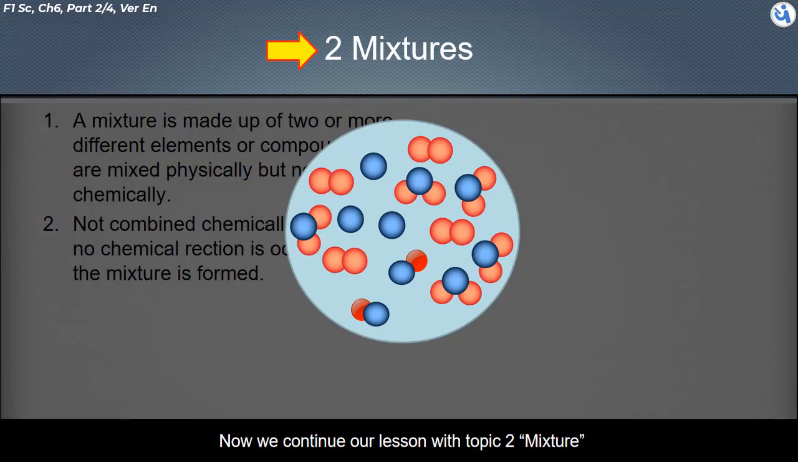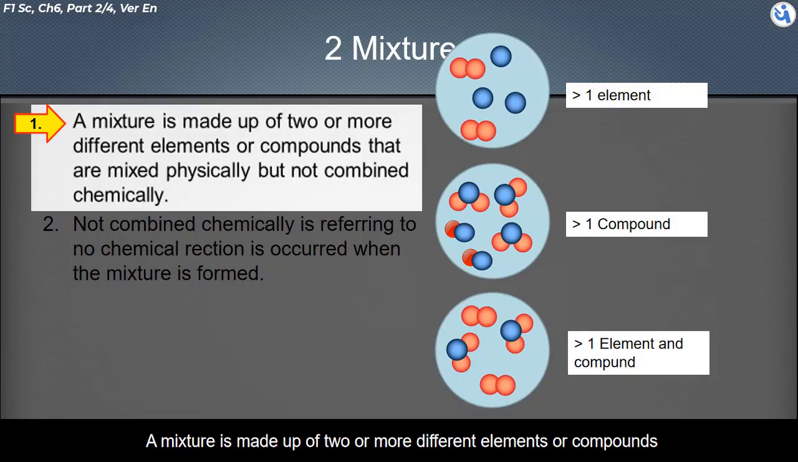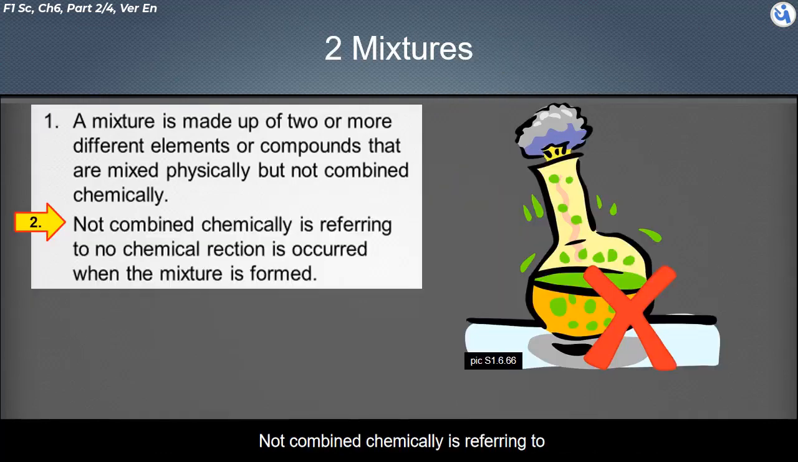Now, we continue our lesson with topic 2, mixture. A mixture is made up of two or more different elements, or compounds, that are mixed physically, but not combined chemically. Not combined chemically is referring to no chemical reaction occurring when the mixture is formed.